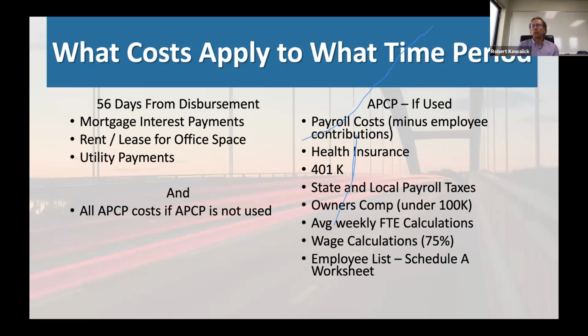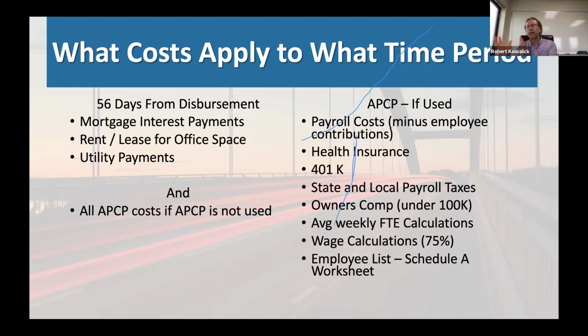Your non-payroll allowable uses, things like mortgage interest payment, rent, utilities, only apply during your 56-day covered period, the original covered period. Day 1 is the date of disbursement. The date your deposit ended up in your account is day 1, and you count 56 consecutive days. Those are the days that are relevant to your non-payroll related costs. Now, if you elect to use that same period for your payroll related costs, then it's all of your costs. But you have this alternative payroll covered period option now.